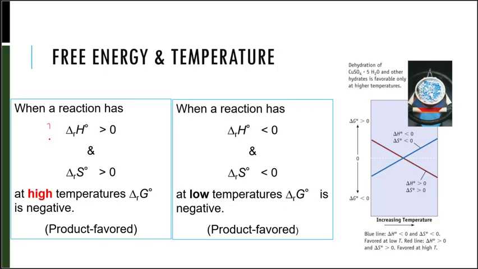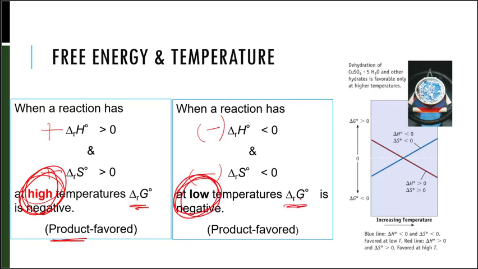Let's say a reaction has a positive delta H and a positive delta S. Then at high temperatures, we will have a spontaneous reaction, which means it's product favored. If I have a negative enthalpy and a negative entropy, at low temperatures we would have a negative delta G, which is also telling me it's spontaneous and product favored.